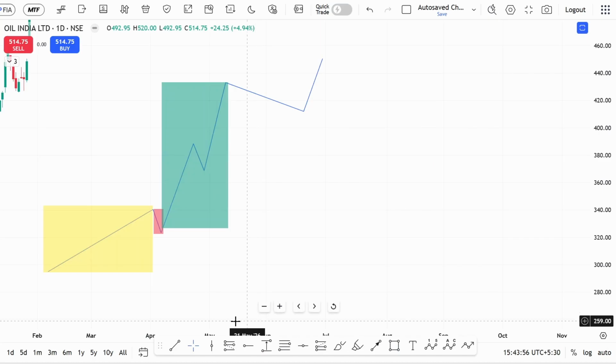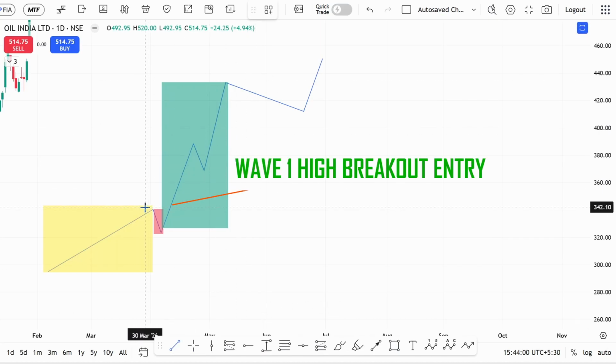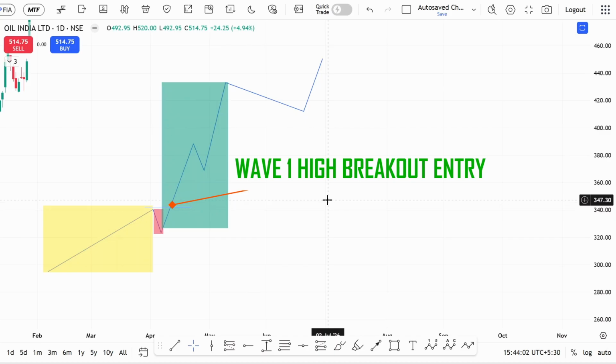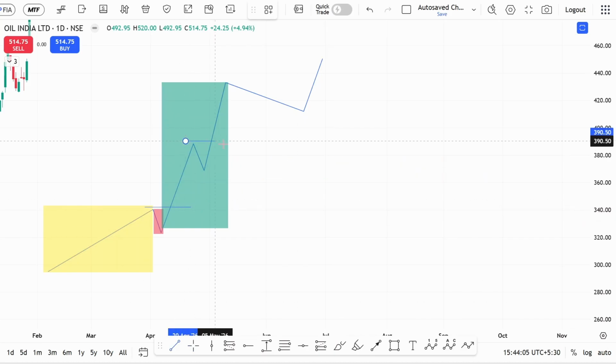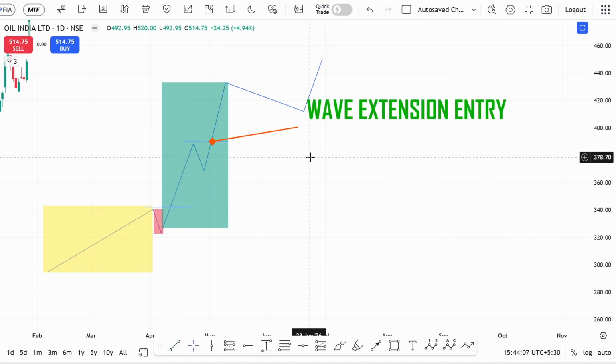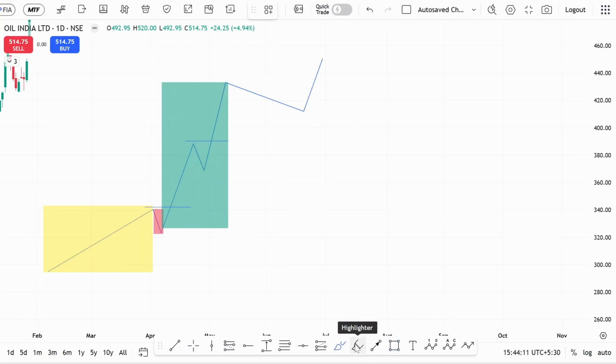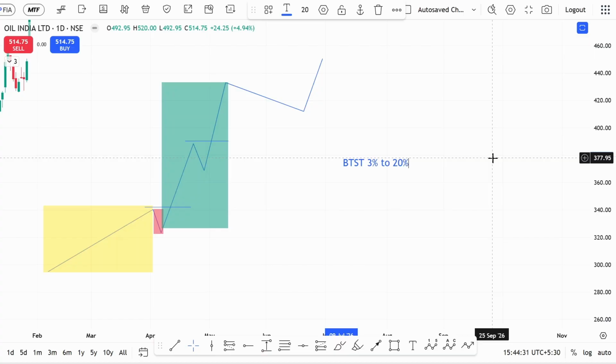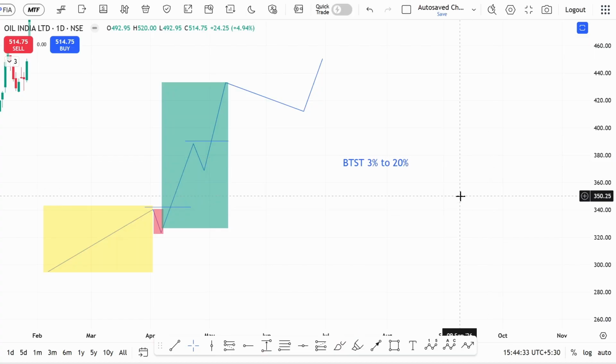So in wave 3 basically we get two types of entry. One is the wave 1 high breakout. As soon as it gives a breakout of the wave 1 high, we get the entry. And the second one is wave 3 continuation, which is the extension of wave 3. These two entries we basically look for BTST. Again, I'm repeating, in today's strategy we use Elliott Wave 3 for BTST, buy today sell tomorrow, and we expect an immediate next day 3% to 20%. This is the return we expect with the BTST concept of Elliott Wave 3.